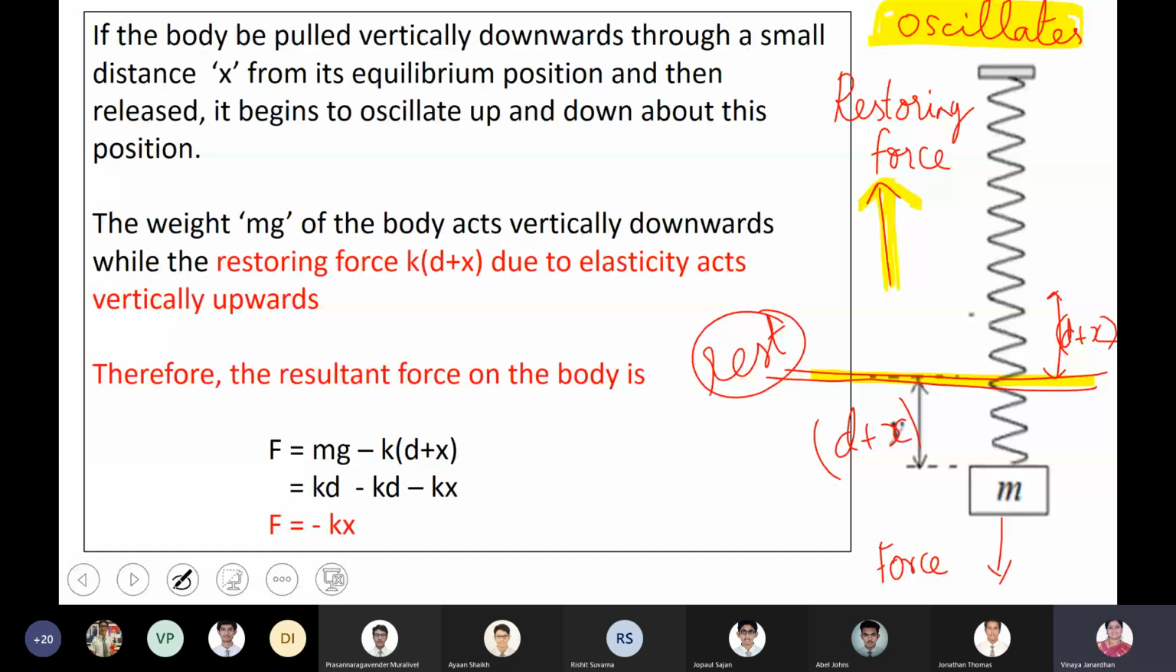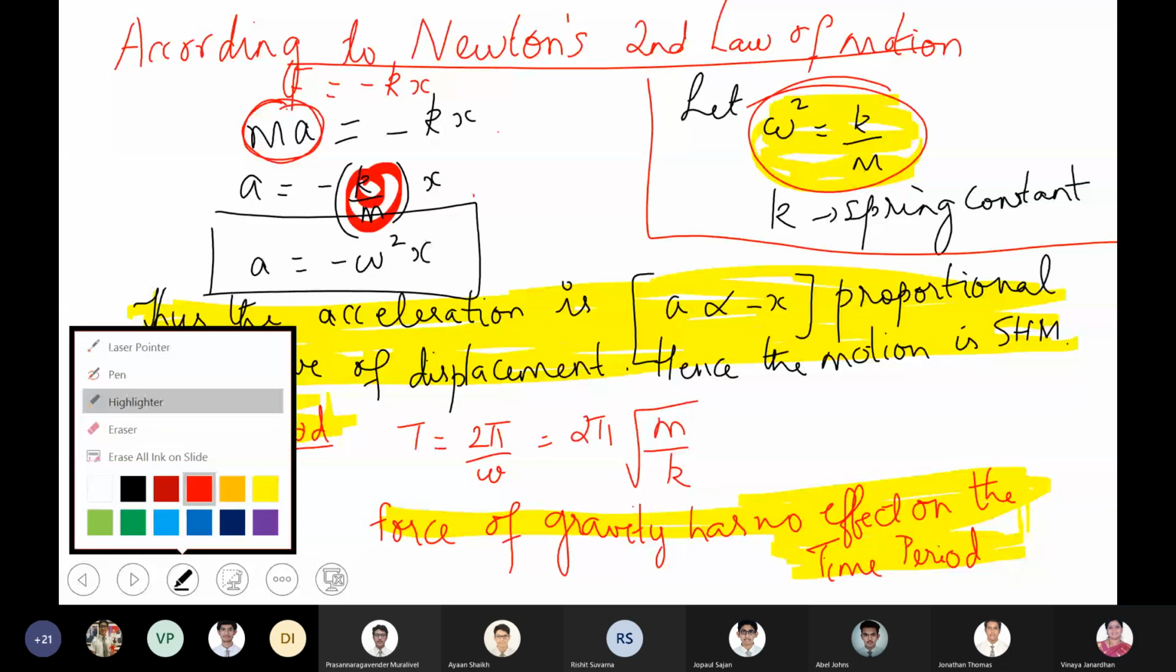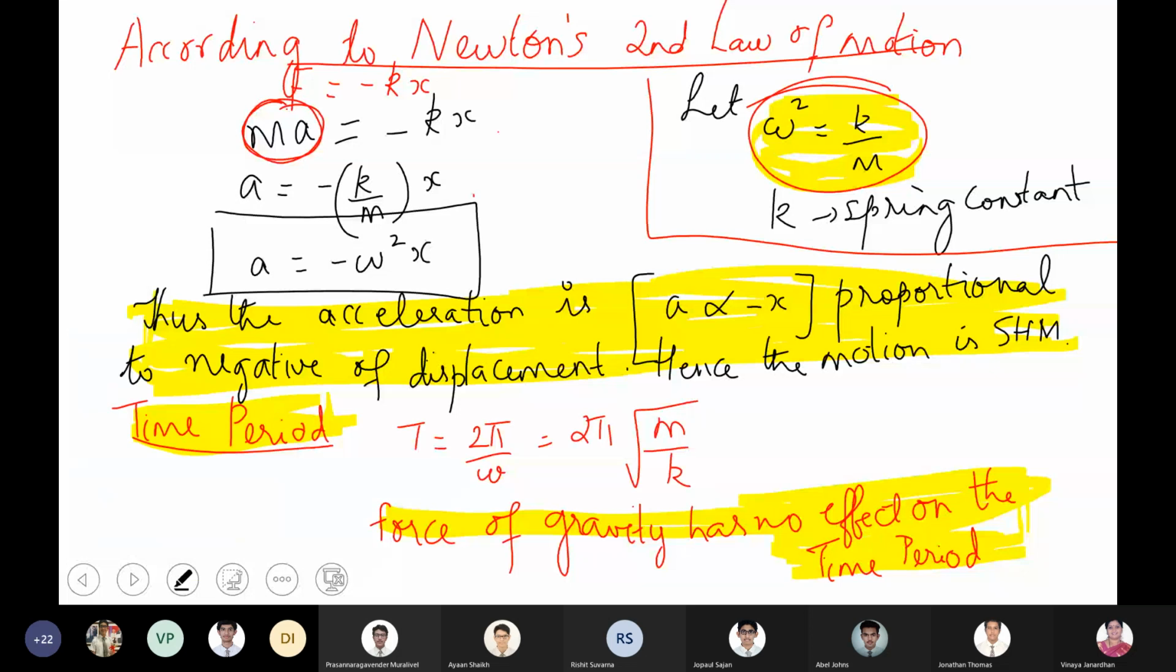Now I have to go for Newton's second law of motion, which states F is equal to minus k into x. F becomes equal to m into a, which is equal to minus k into x. So acceleration becomes minus k by m into x. Let us take k by m as omega squared. It's a constant.